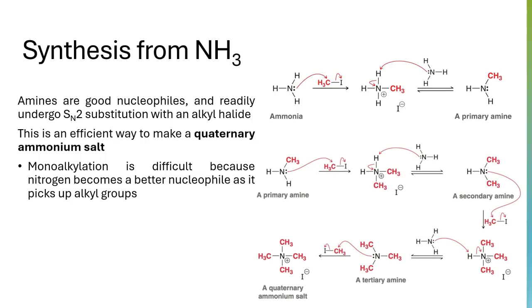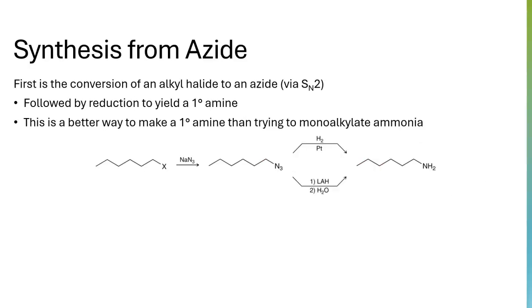Synthesis from azide. First is the conversion of an alkyl halide to an azide via SN2 by reacting it with N3-. This is followed by reduction to make a primary amine. This is a better way to make a primary amine than trying to monoalkylate ammonia.